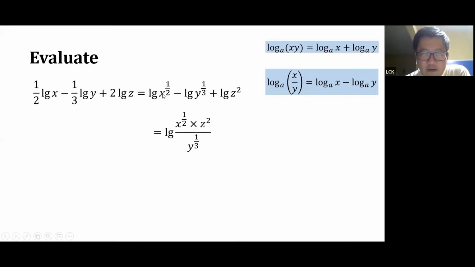All right, so after that, you have log of x to the power of half added with log of z to the power of 2. So that ends up with a multiplication. Minus here ends up at the bottom, divide. All right, and so, again, just pretty things up. X to the power of half is simply square root of x. Y to the power of 1/3 is simply the cube root of y. And that's all you have to do.